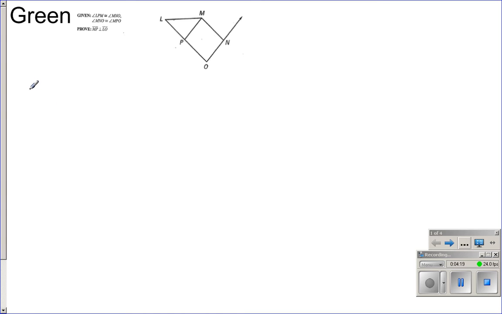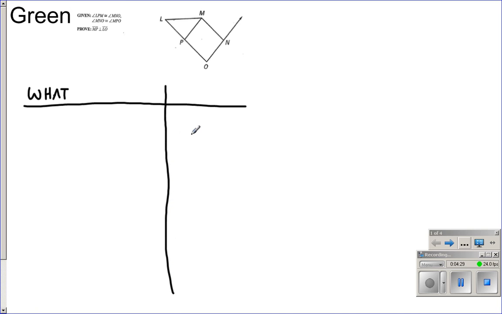Here I'll put what's going on, and over here I'll put why it's happening. In other words, statements here, justifications on this side.